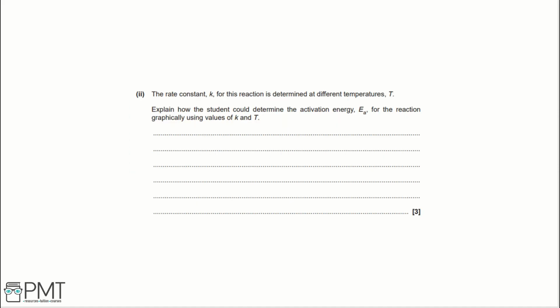Part 2. The rate constant K for this reaction is determined at different temperatures T. Explain how the student could determine the activation energy for the reaction graphically using values of K and T. In our data sheets, we get given an equation that links all of these pieces of information together. And that equation is ln K equals EA over minus RT plus ln A.